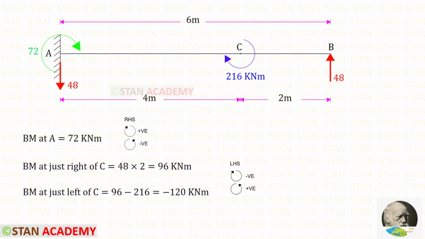To find the bending moments in the point C, we can use left hand side rule. Let us find the bending moment at just right of C. RB is acting in the anti-clockwise direction, so that it will be positive, and the distance is 6. Now let us find the bending moment at just left of C. With this value, we have to add the moment 216. Since it is acting in the clockwise direction, it should be applied as negative. 96 minus 216, we will get minus 120.